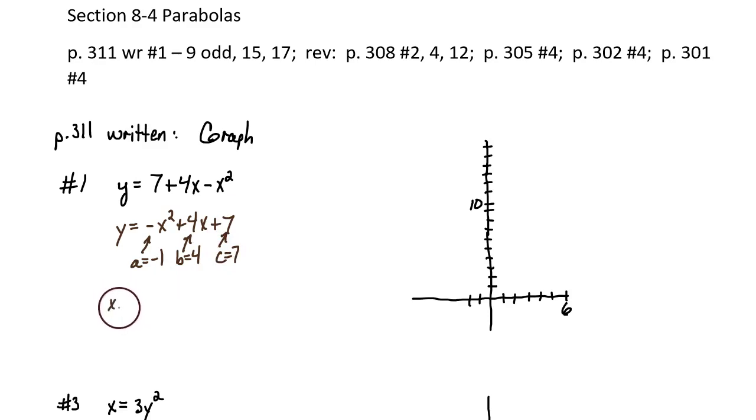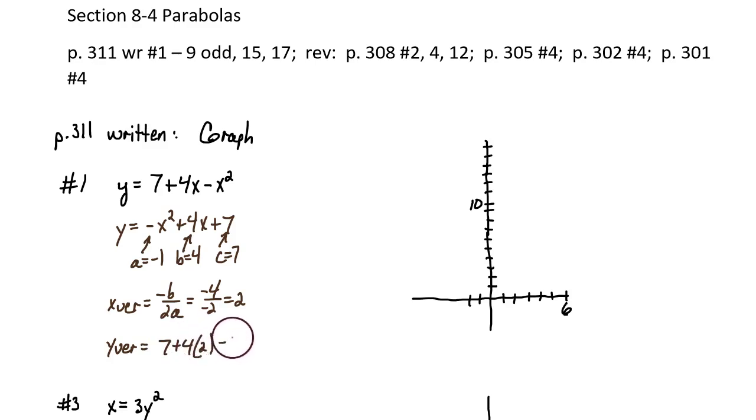Then we can find the x-coordinate of the vertex point using the formula negative b divided by 2a. So that's negative 4 divided by negative 2, and that reduces to 2. Then we can get the y-coordinate of the vertex by substituting that answer 2 into the original problem. Seven plus 8 is 15. 15 subtract 4 makes 11. We discovered our vertex dot is at 2, 11.